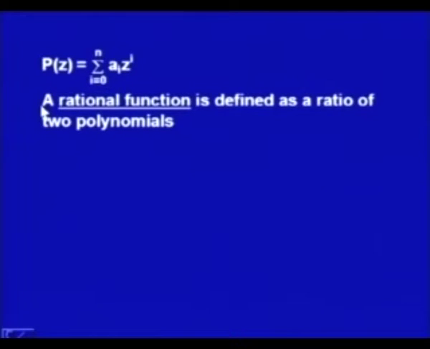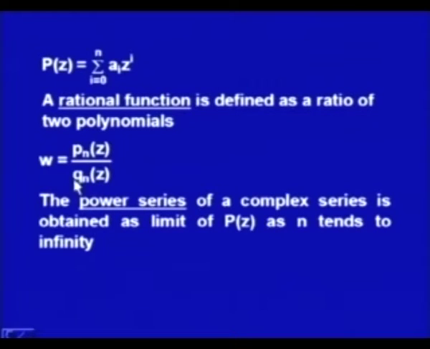From here we extend to a rational function. A rational function is defined as a ratio of two polynomials. So, if I have two polynomials p_n(z) and q_m(z), then w is p_n(z) divided by q_m(z). Normally these n and m are different, but they may be the same. Here you may note, the important thing is that q_m(z) is not 0.